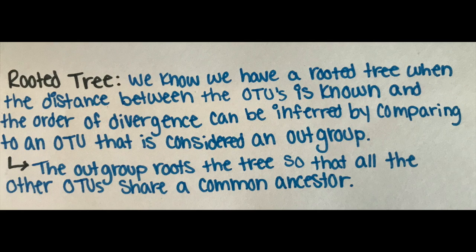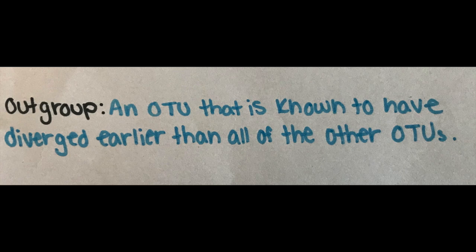We are mainly going to be focusing on rooted trees in this example. We know we have a rooted tree when the distance between the OTUs is known and the order of divergence can be inferred by comparing to an OTU that is considered an outgroup. The outgroup roots the tree so that all the other OTUs share a common ancestor. Again, an outgroup is an OTU that is known to have diverged earlier than all of the other OTUs.